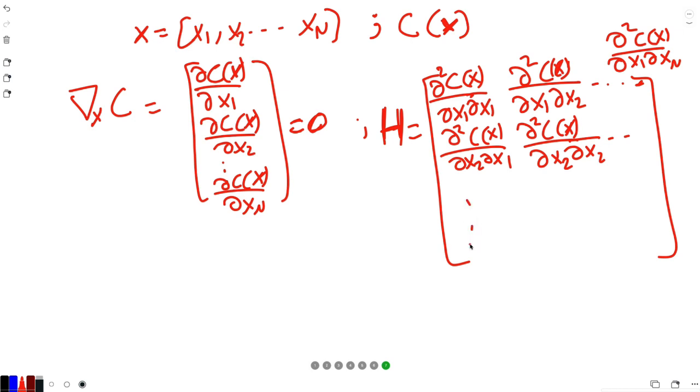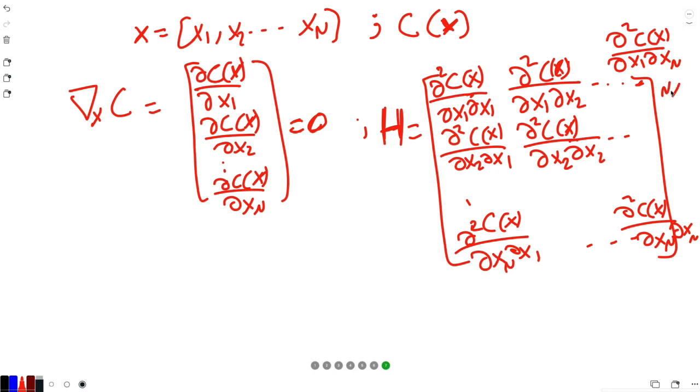And we can continue in this way. The last row in the first column will be the second differentiation of c of x with respect to what? What do you think? With xn and with x1. And the last element will be the second differentiation with respect to xn and xn, or xn square. So now we have a matrix, and this matrix is n by n.